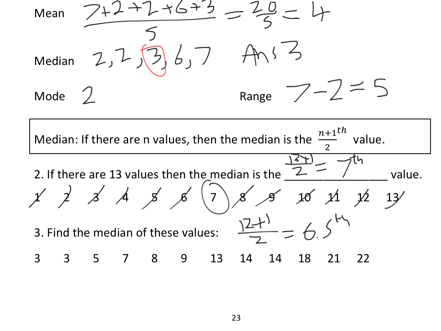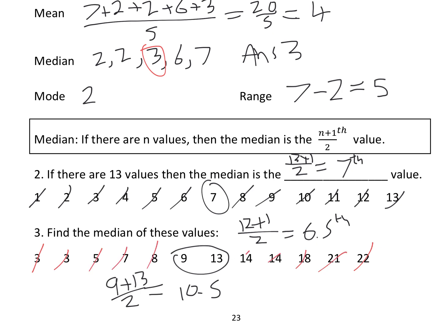That means it's going to be in between the 6th and the 7th. It's the average, or the mean, of the 6th and 7th value. So we've got the 1st, 2nd, 3rd, 4th, 5th, the 6th, and the 7th is the 9 and the 13. So to get the middle of those two, you would add the 9 and the 13, which is 22, and half that to give 11. So 11 would be the median. If you didn't use this method, you would be crossing them off. Lowest, highest, lowest, highest, lowest, highest, lowest, highest, lowest, highest, and you'd be left still with 2 in the middle.